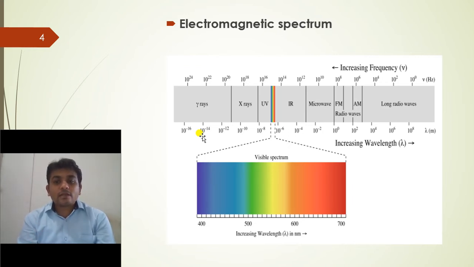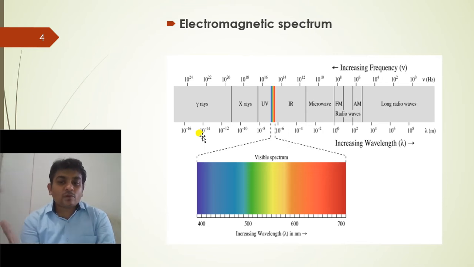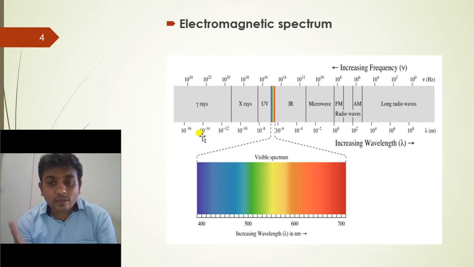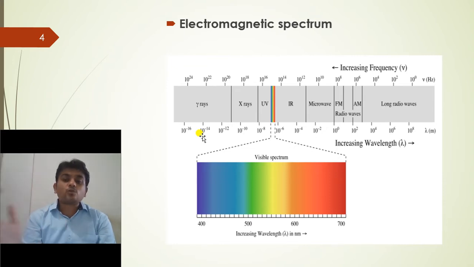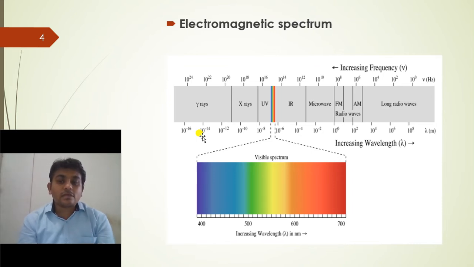Now from the diagram which has been shown, we can say that gamma rays are followed by X-rays, which are followed by UV, then it is followed by visible light, which is followed by IR radiation. Next is microwaves, then it will be radio waves, and the last one will be long radio waves. So gamma radiations are associated with much higher energy, and long radio waves are associated with the lowest amount of energy.